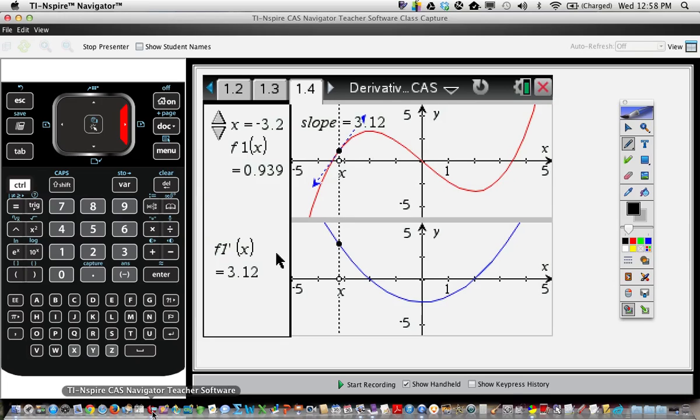All right, so here's a key component of the derivative. We said right here that the derivative is the slopes of f of x. What I mean by that is the outputs are the slopes of f of x. When I say that f prime is the slopes of f of x, I'm saying the y values of f prime are the slopes of f of x. So let's look at this. This 3.12 is the slope of the red graph. That is the y value down here. Make sense?